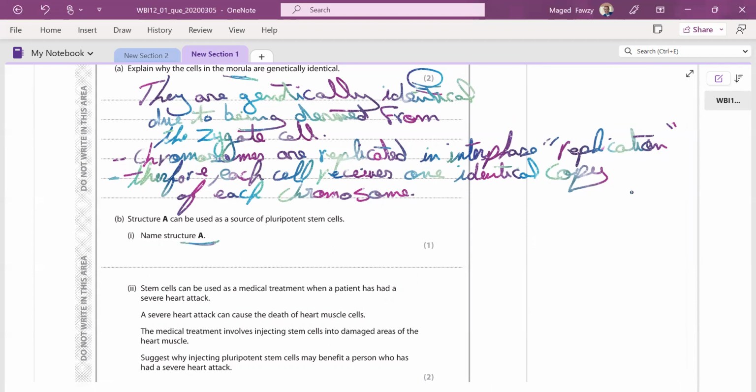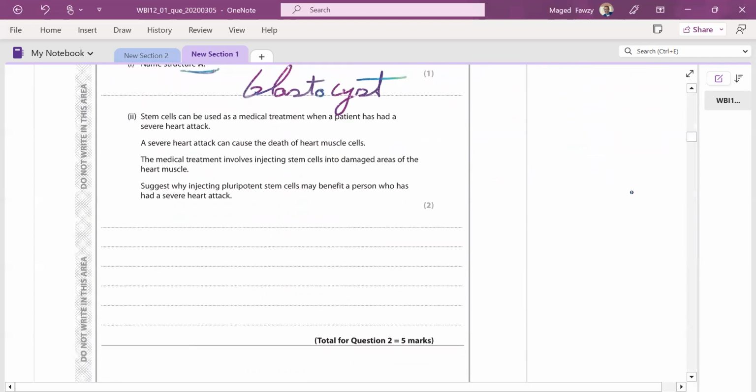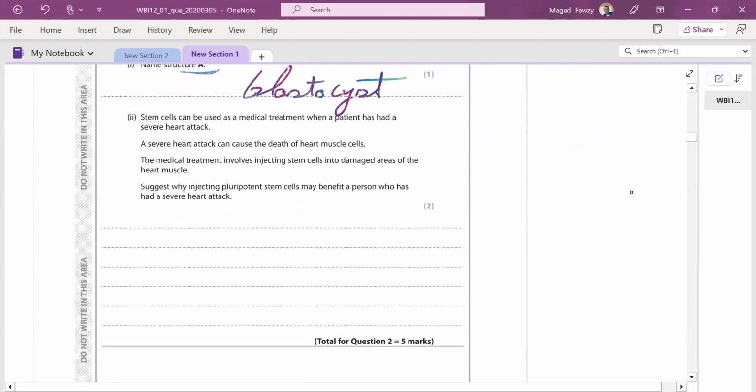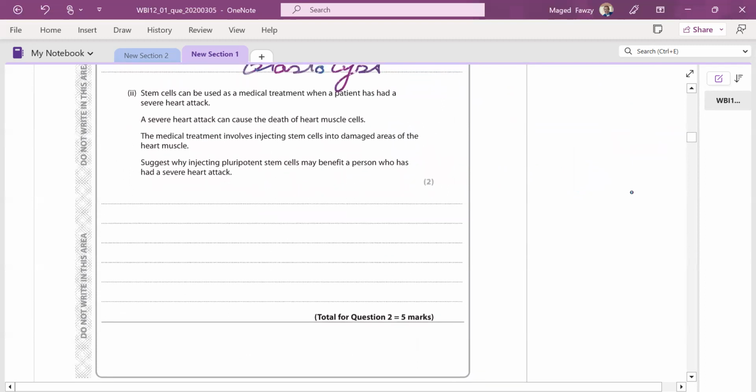It wants you to name structure A. Structure A is what? Blastocyst. Bravo. Blastocyst. Take like 1 minute to read the question and we will answer it together. If you know how to answer after reading, please let me know your idea. I will help you.